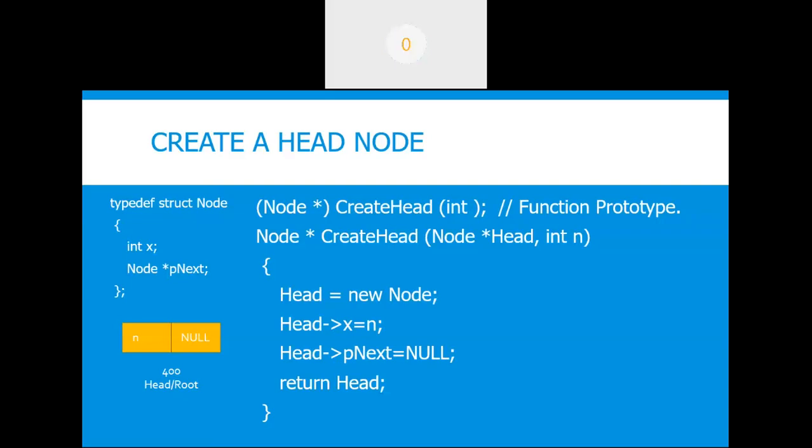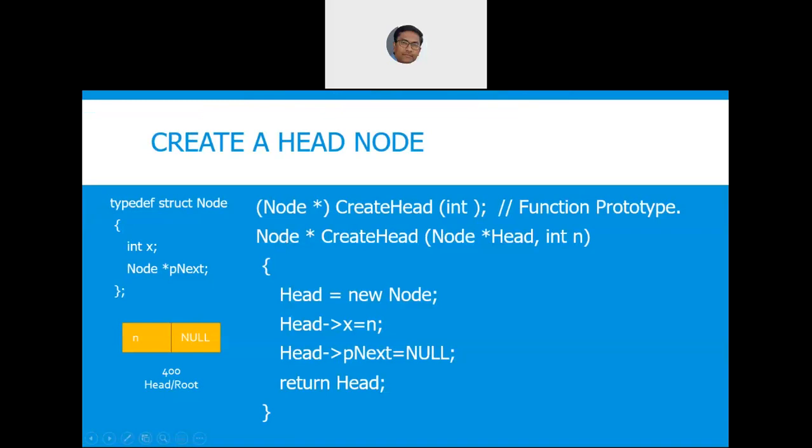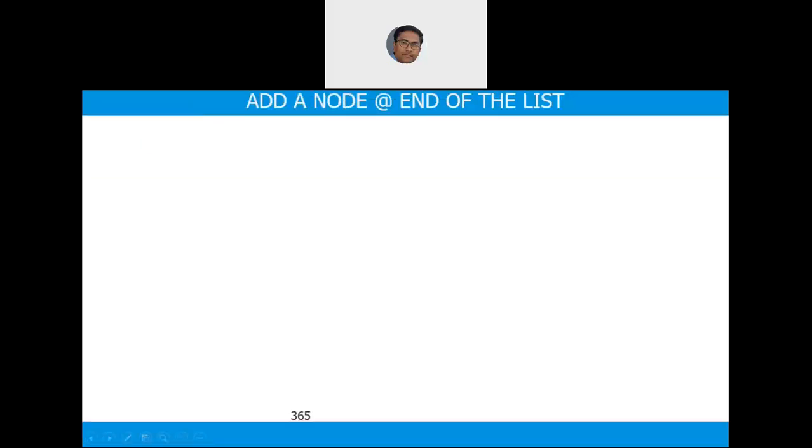Okay. Let me take two functions and then we'll start writing it. We'll keep on adding the functions. Next, second function. Add a node at the end of the list. Assume that this is your second requirement. Shall I proceed? Anybody has any doubts? Let me check the list of participants.